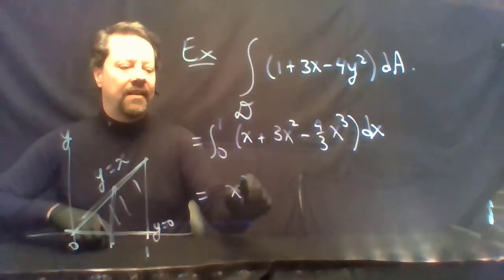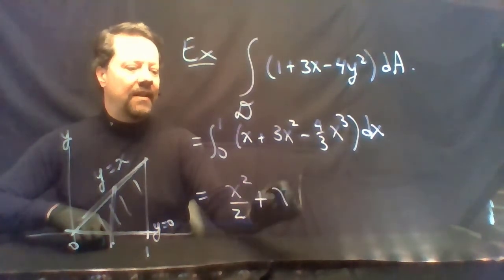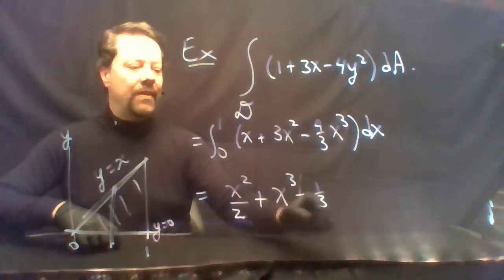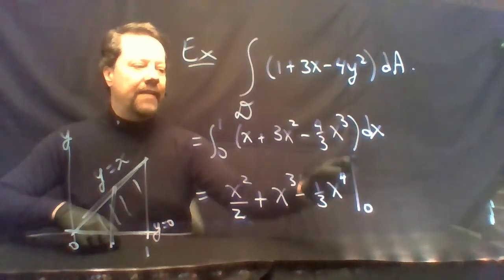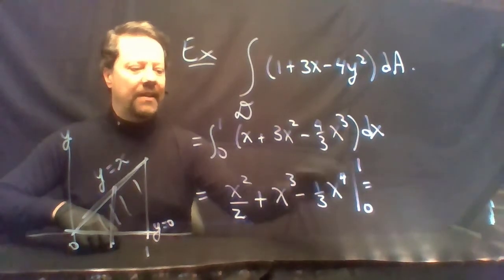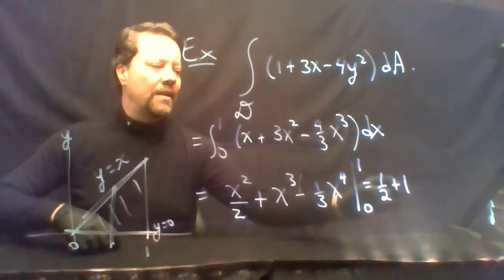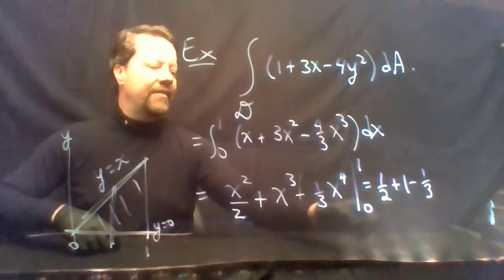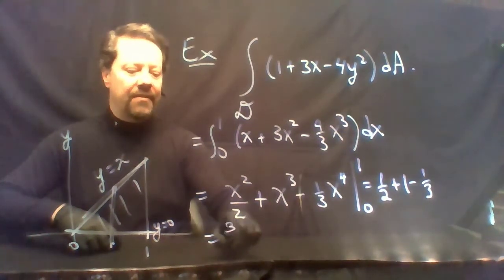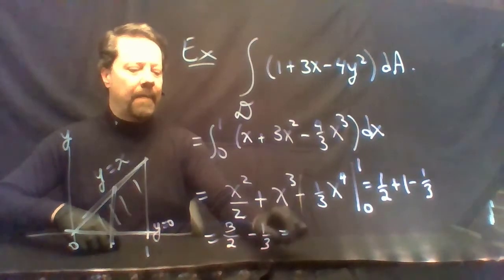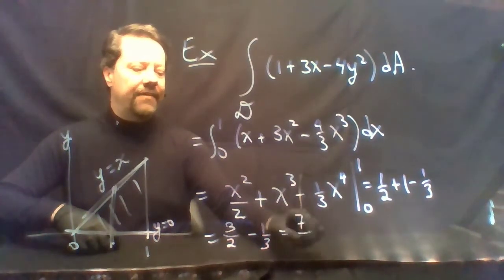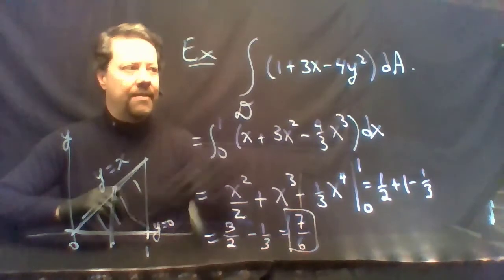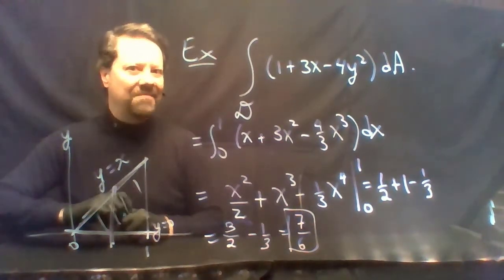This gives us x squared over 2 plus x cubed minus, we'll have x to the 4th over 4. The 4 will cancel. I'll have minus 1/3 x to the 4th. This is evaluated from 0 to 1. Plugging in the 1, we get 1/2 plus 1 minus 1/3 and then minus 0. 1/2 plus 1 is 3/2 minus 1/3. That's going to be 9 minus 2 is 7/6. This gives us the volume underneath this surface above this triangle.